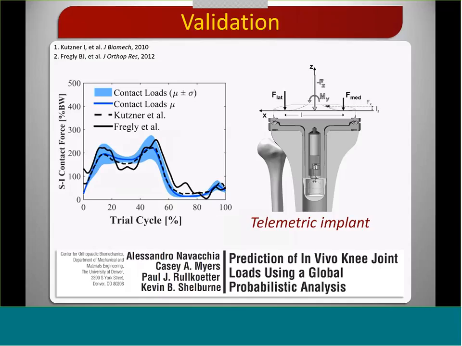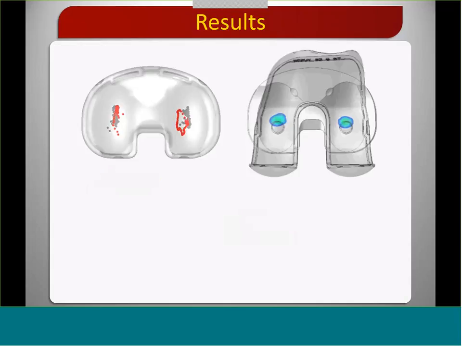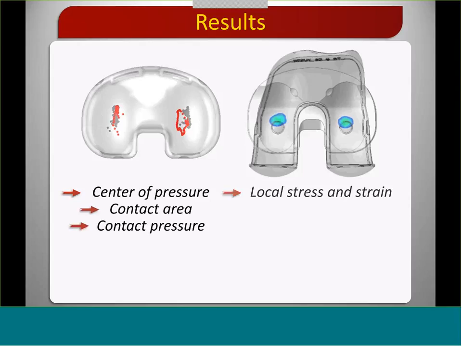Prediction of in vivo knee joint loads using a global probabilistic analysis. And as I mentioned, the final objective of the study was to estimate subject-specific and activity-specific contact mechanics. I will not present in this presentation the details about our results, but I just want to stress the fact that a detailed deformable finite element simulation like the one that we implemented in this study can provide several significant results, such as center of pressure, contact area, contact pressure, local stresses and strains, and for example also micromotion between the insert and the tibial tray.